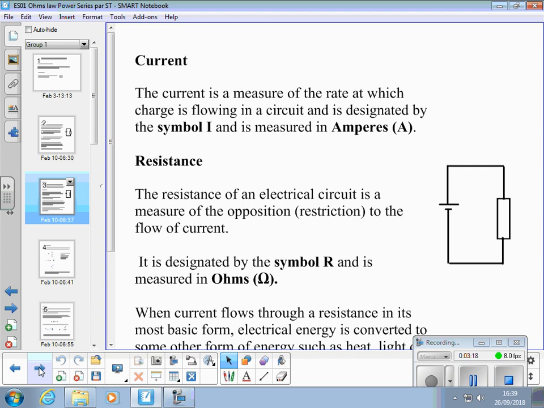So the current is a measure of the rate at which charge is flowing in a circuit, designated by the symbol I, and is measured in amperes, shortened to A, shortened to amps. I'll also pull you up and have a bit of fun about it if you say the amperage is, because that's not a term that I normally associate with. Welders say that kind of thing, stick the amperage up. But us scientists, electricians say put the current up.